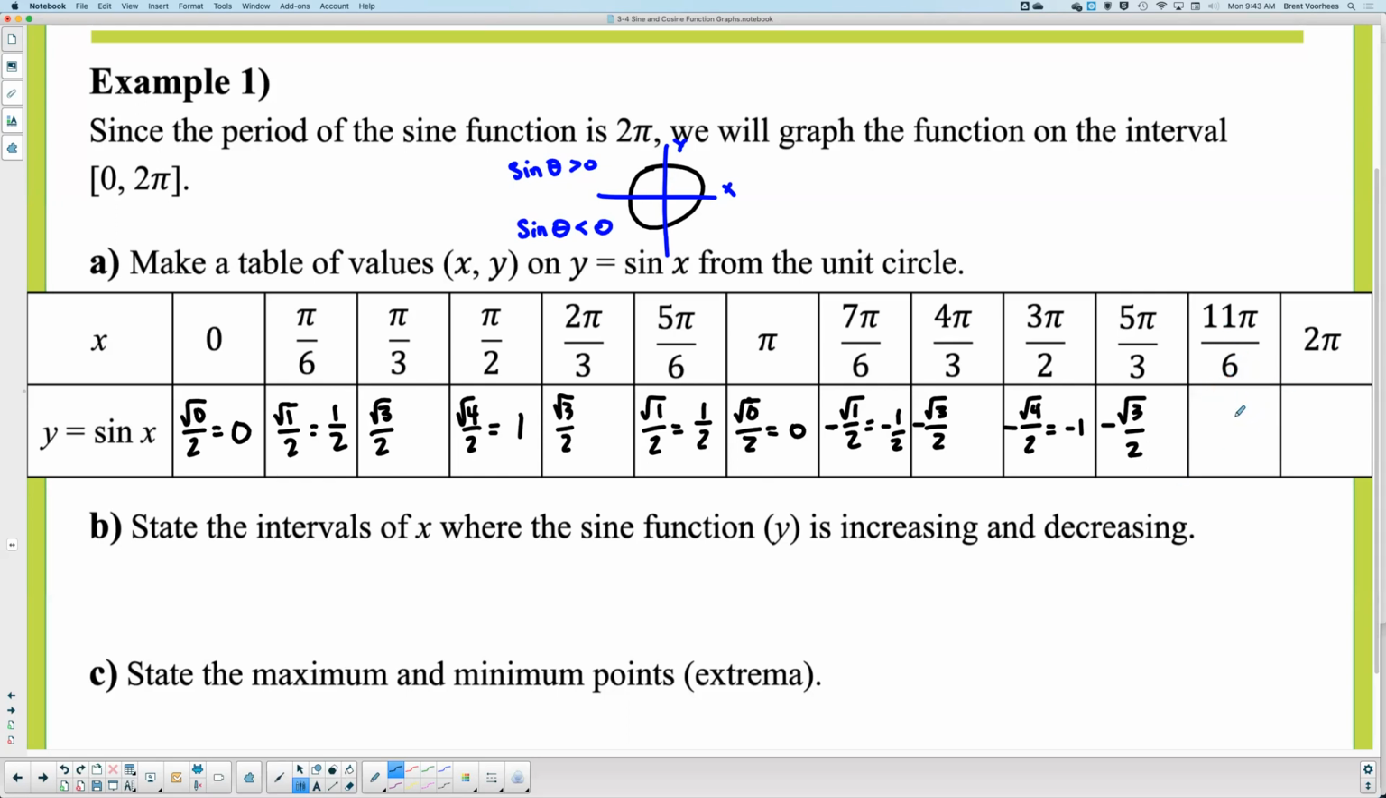11 pi over 6. Which finger is your pi over 6 finger? Ring. Bend your ring finger. Flip your hand. How many fingers do you have for y? 1. So square root of 1 over 2. What is the square root of 1? So it's just negative 1 divided by 2.